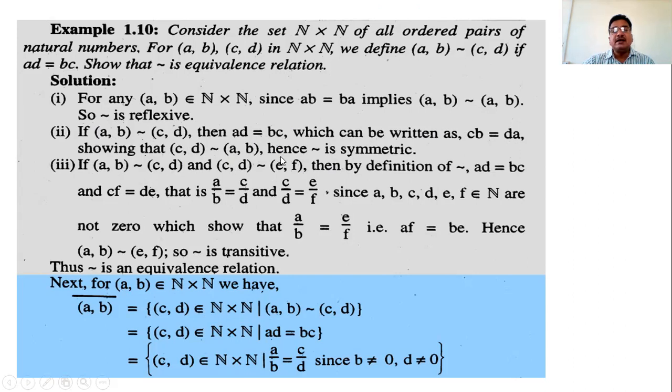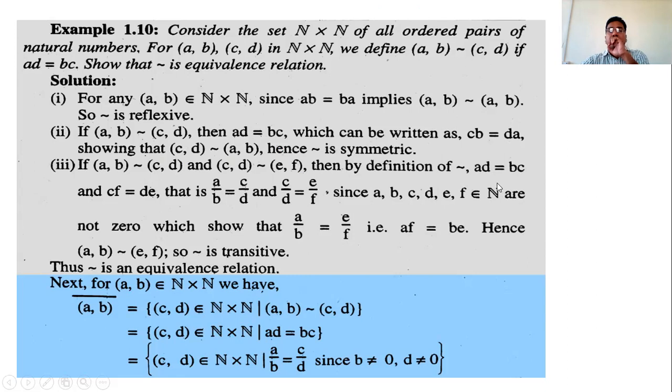The next condition: take three elements from N cross N, AB, CD, and EF, such that the first is related to the second, and the second is related to the third. AB is related to CD, and CD is related to EF. Now we have to show AB is related to EF. AB is related to CD implies AD is equal to BC. And CD is related to EF gives CF is equal to DE. From these two equations we have to show AB is related to EF, which means AF is equal to BE.